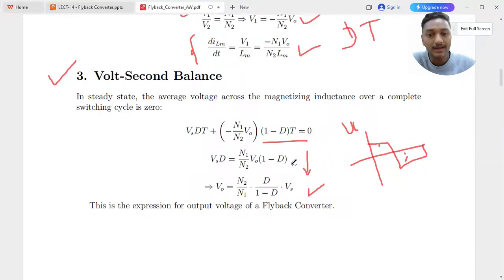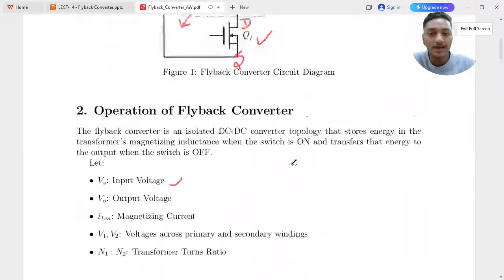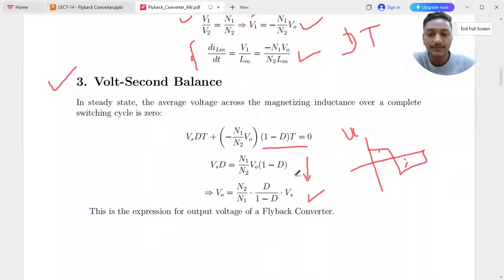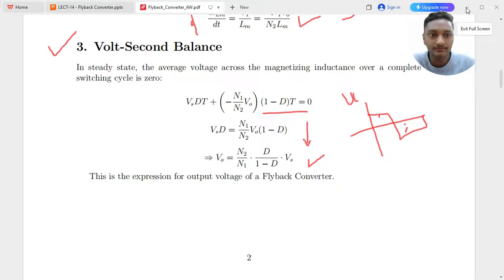Here I have considered the polarity of the output as plus and minus. That's why I am getting the output as positive. Otherwise it would come out negative if I change the output voltage polarity. So you should keep this in mind.